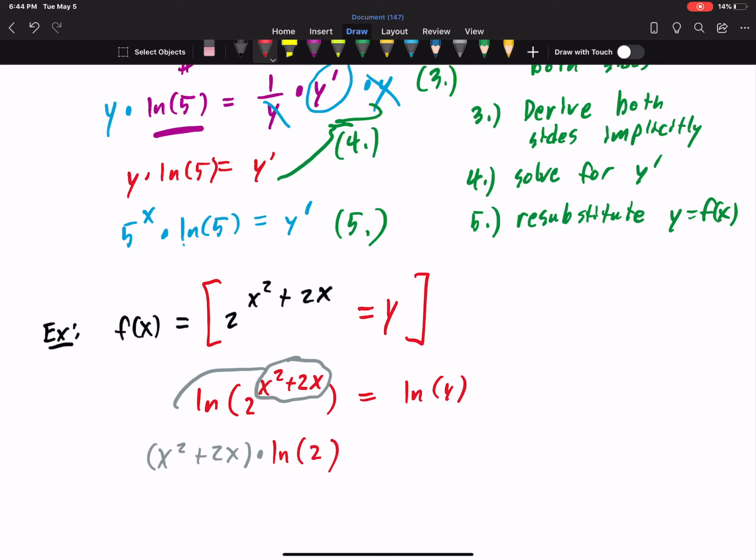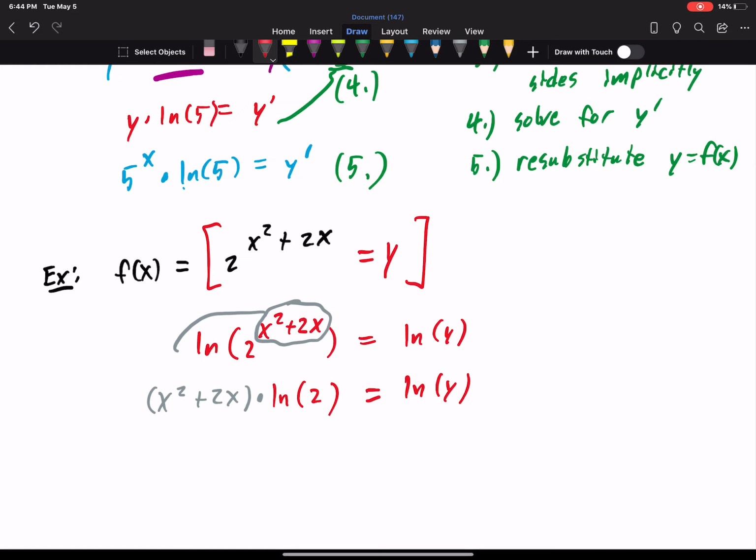And then on the other side, we didn't do anything with that in terms of log properties, nor did we take derivatives. It looks like we took derivatives with this log property of bringing the exponent out in front, but it only looks like a derivative. It's not a derivative.